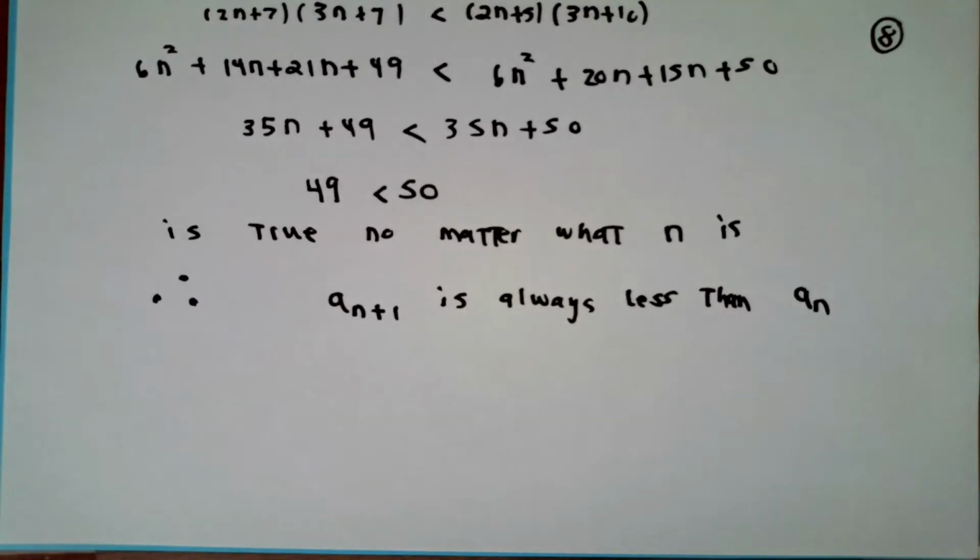Carrying out the calculations, we find out that the condition that a_{n+1} be less than a_n in the end is equivalent to the statement that 49 is less than 50, and that statement is true no matter what n is. So a_{n+1} is always less than a_n. The a sequence is strictly monotone decreasing.